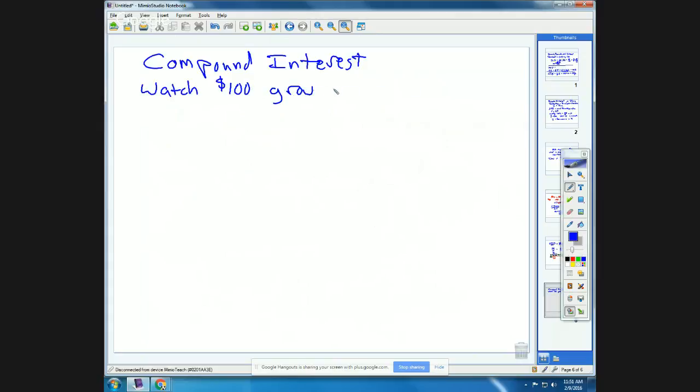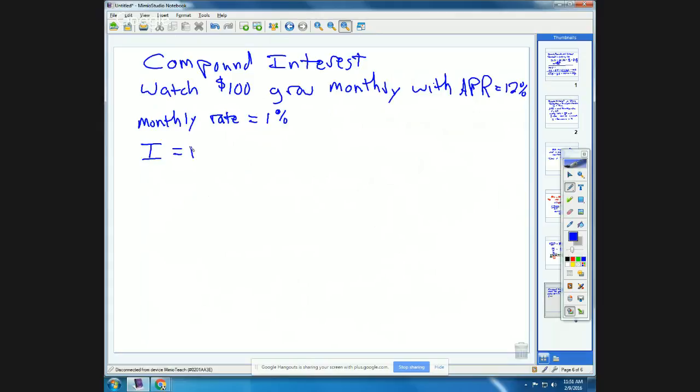And we're going to watch it grow monthly with an APR, say APR of 12%. So we should make a note here that the monthly rate is going to be 1%. Now, similarly, if we just think of the basic computation for interest, I equals PRT, if the rate is measured in years, time has to be measured in years.